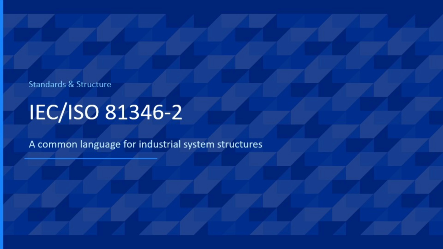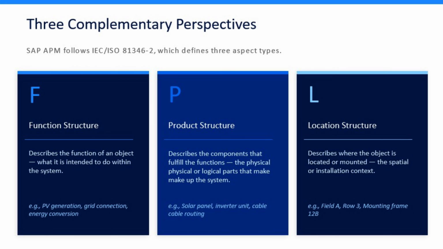To ensure clarity and standardization across all these structures, SAP APM supports modeling based on IEC ISO 81346 concepts. This standard defines three complementary perspectives through which any industrial system can be viewed. Function structures describing the function of an object. Product structures describing the components that fulfill the functions. Location structures describing where the object is located or mounted. Each top node in an industrial system structure is assigned to one of these aspect types.